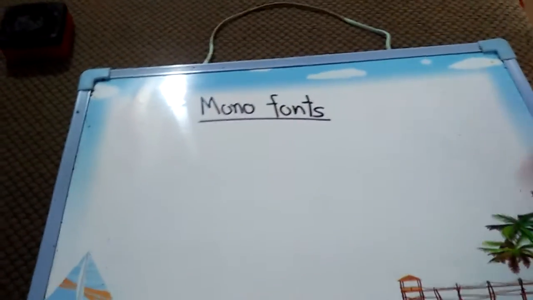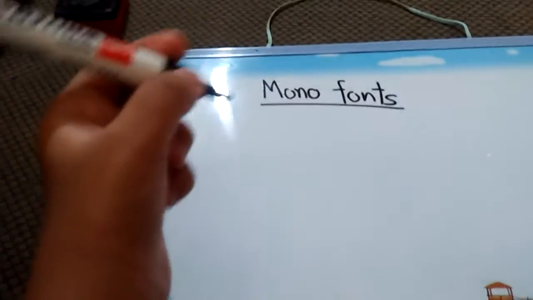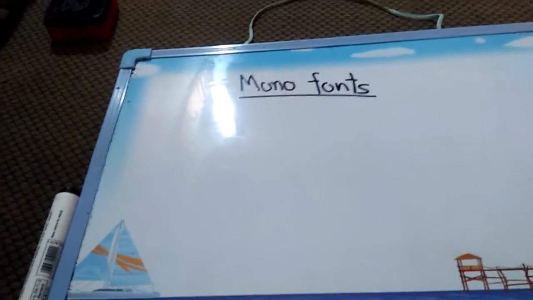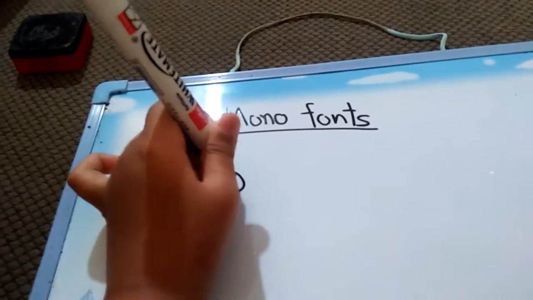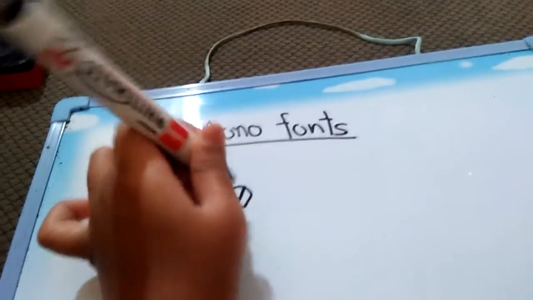In this video, I'm gonna tell you about monofonts. Monofonts are present inside Google Fonts. For example, Droid Sans Mono. For example, some monofonts have a zero shaped like this, and some monofonts have a zero shaped like this.